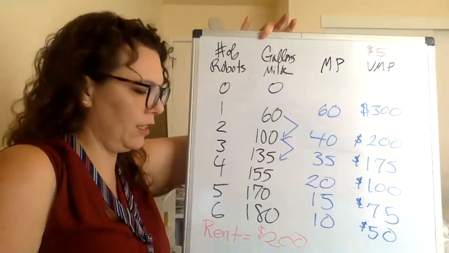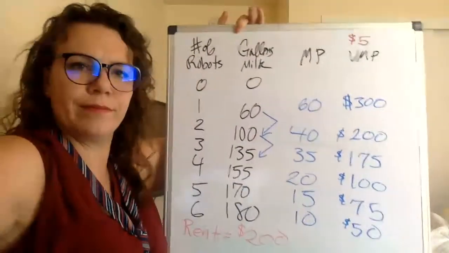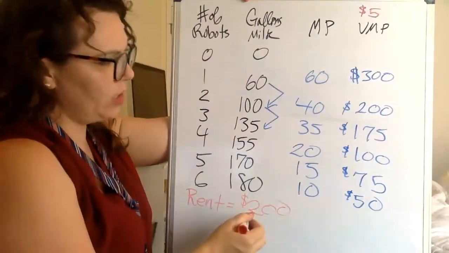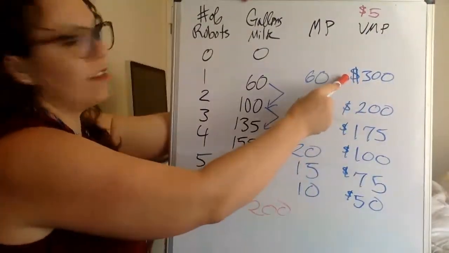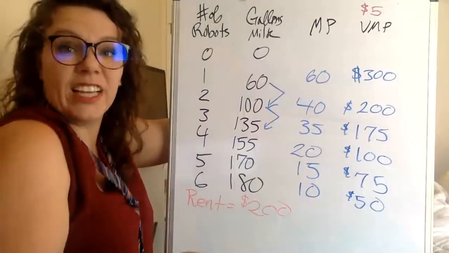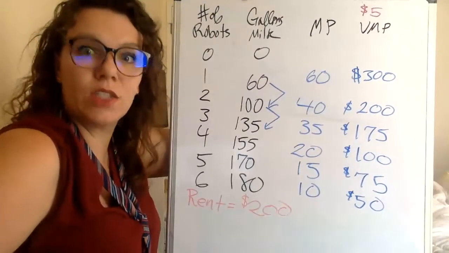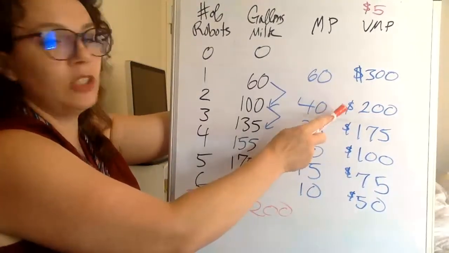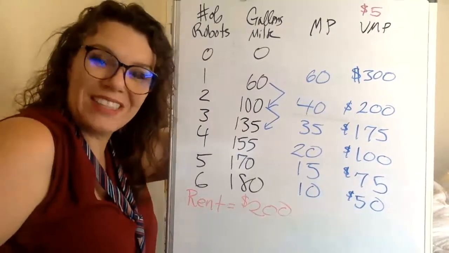So if renting a robot is $200, we can go through and look at this marginally, right? We can say, okay, would we rent the first robot? Yes, it costs us $200, but it makes us $300 in terms of revenue. The second robot gives us $200 of revenue and costs us $200. That's where we're going to stop.